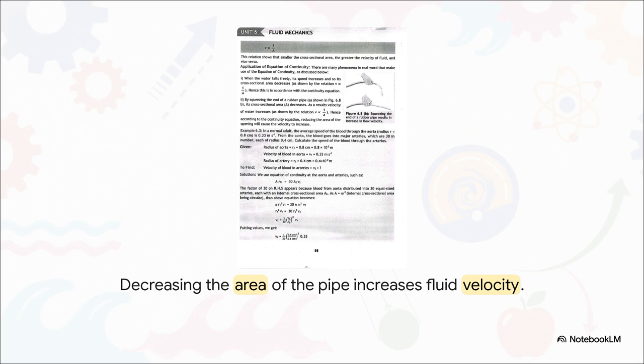Area is length squared, and velocity is length over time. Multiply them together, and you get length cubed over time, which is just volume flow rate. So if you decrease the area, like putting your thumb over the end of a garden hose, the velocity of the fluid absolutely must increase proportionally. It has to pump out the exact same volume of water every single second.